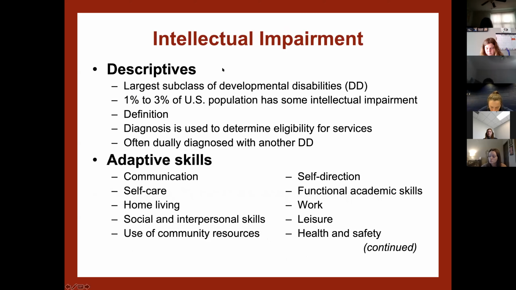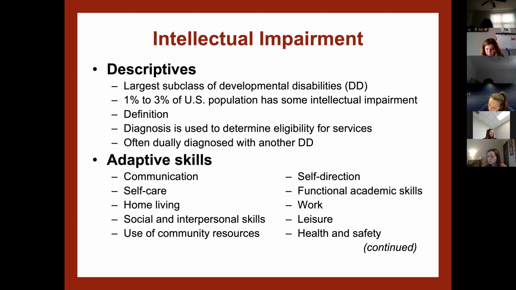So as far as developmental disabilities, the largest subclass of this are people with intellectual impairment. And it says here that 1-3% of the U.S. population has some intellectual impairment. I think that number is probably a little low. I think some people go undiagnosed as far as being on the very mild end of this. You know, if they're functional, they probably haven't had an IQ test or been tested.